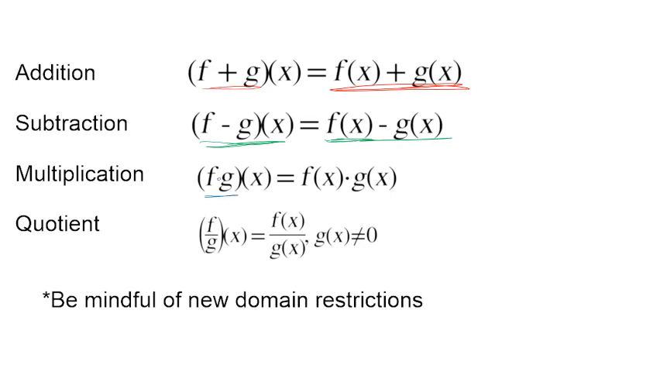F times g of x would be f of x times g of x. And then lastly, f divided by g of x would be f of x divided by g of x. Notice that g of x, though, in this case could not equal 0. So we have to kind of be mindful of some new domain restrictions that might pop up as a result of this. Okay, so just kind of be aware of that. Go ahead and press pause so you have a chance to write this down, and then press play again when you're ready.